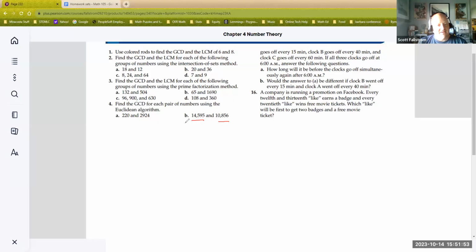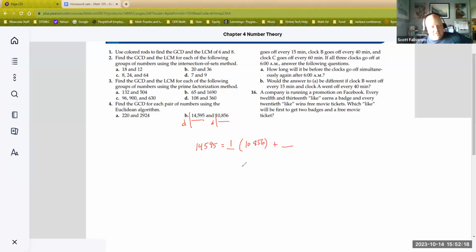So again, what I need is a number that divides both of these. And if it divides both of them, it has to divide the difference. And so what I'm going to do is start by saying 14,595 is equal to a certain number of 10,856s plus a remainder. And so I can see it only goes in one time.